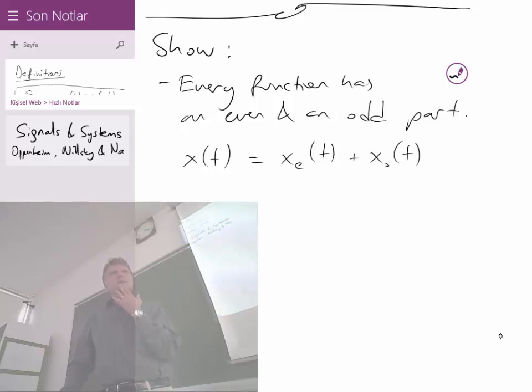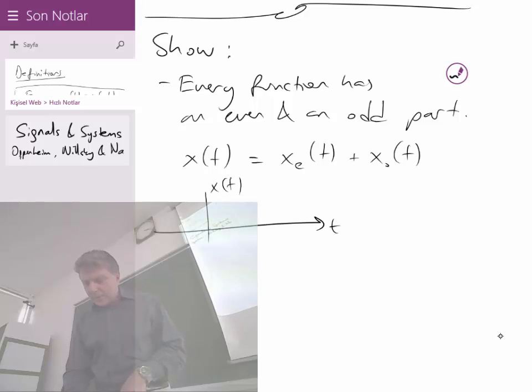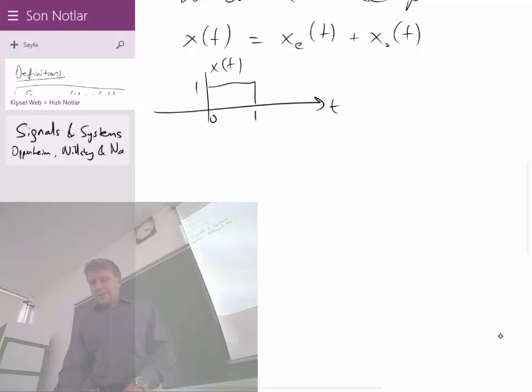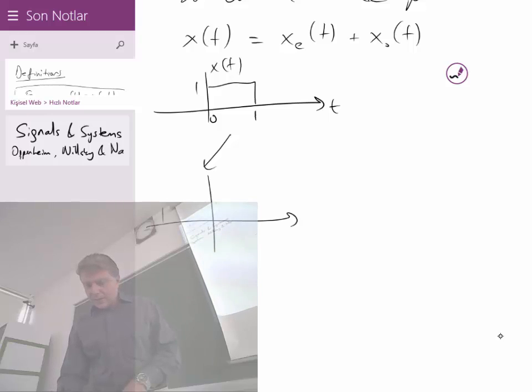Are you convinced with this? Can you see it? For example, if I give you a signal like this, from 0 to 1, it's a box shape. It's neither even nor odd. It's nothing. But I'm telling you that it's a combination of the two. It has an even part and an odd part. By the way, the even part is this.